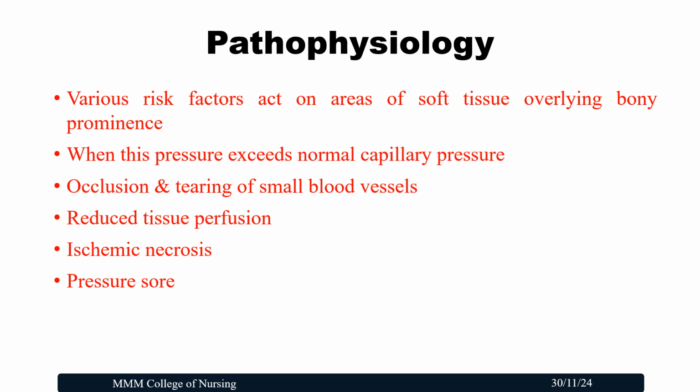Pathophysiology. Here the various risk factors act on areas of soft tissue overlying a bony prominence. When this pressure exceeds normal capillary pressure, it causes occlusion and tearing of small blood vessels, which leads to reduced tissue perfusion. Finally, it develops ischemic necrosis, and the bedsore development starts.